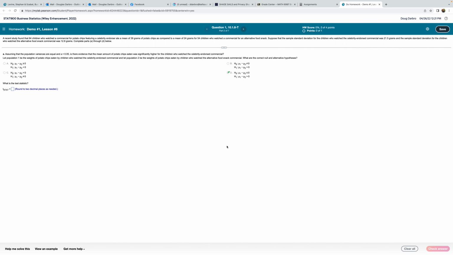Now, let me explain that. Right here, it says, let population 1 be the weights of children from the celebrity endorsed. We want to see if there is evidence that the mean amount is higher. So that's what we're testing. H1 has to be higher because, as we discussed in the previous video back in lesson number 5, the alternative hypothesis represents what we're testing. So the opposite of that is what we get there.